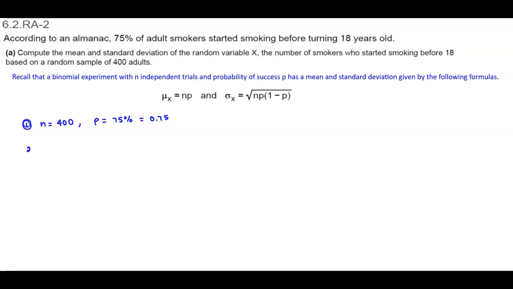Now we're going to calculate the mean. Recall that the mean is going to equal n times p. So we know that n is equal to 400, and we multiply that by 0.75. When we multiply 400 times 0.75, we end up getting the value of 300. Next, we want to calculate the standard deviation.